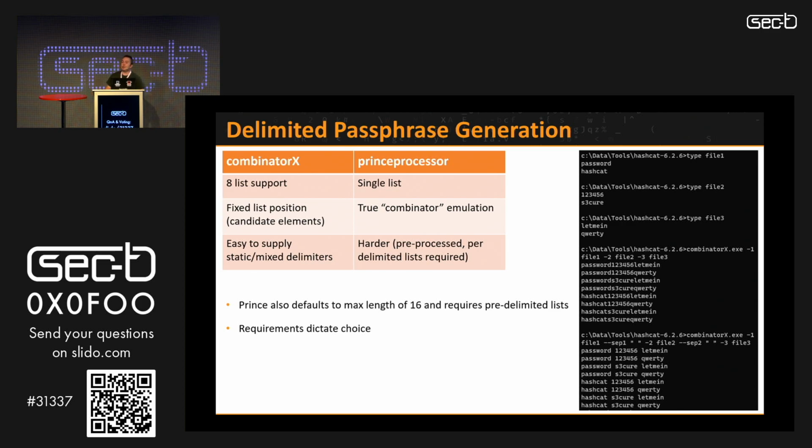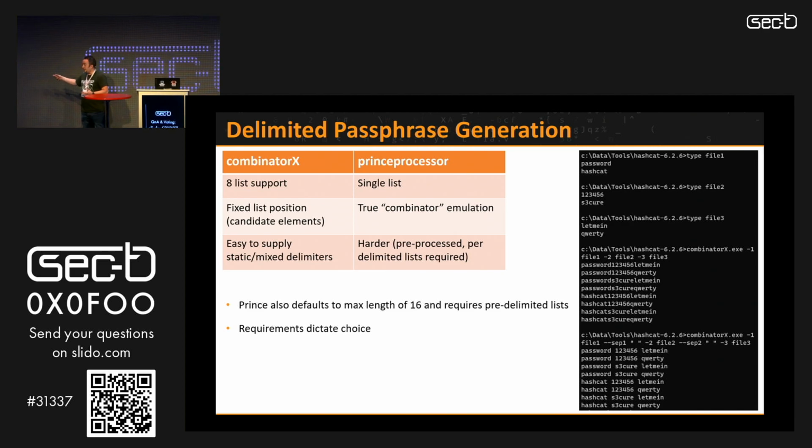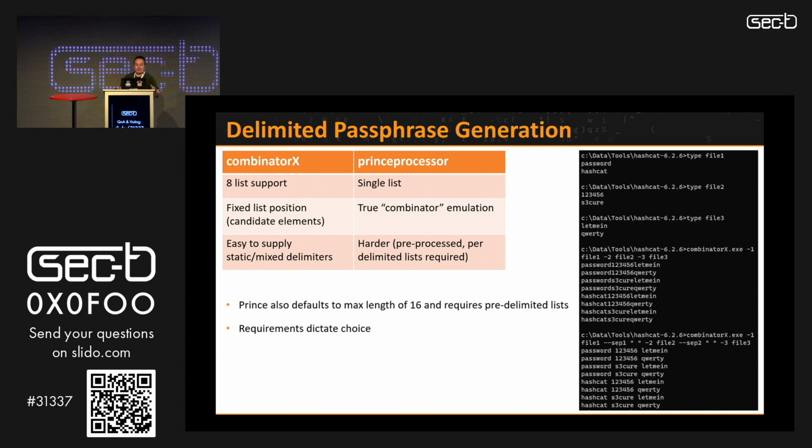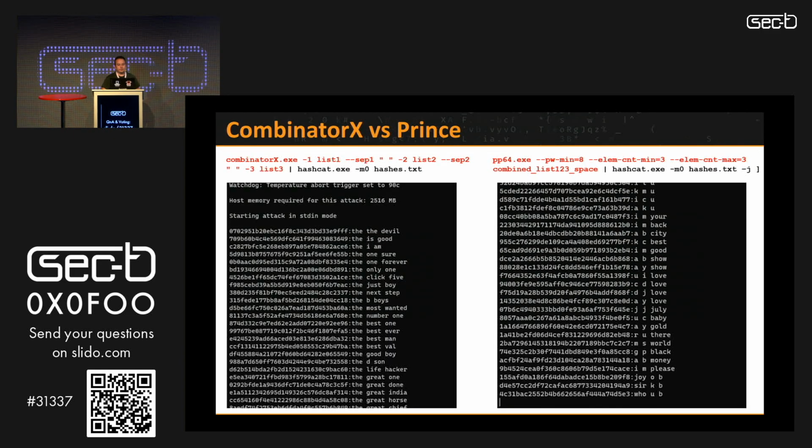But combinatorX's true power is the ability to easily insert static or mixed delimiters with the separators shown here. So if you know the delimiter is either a colon or a space, or you want to even mix and match them, you can use Combinator to create these candidates and then again feed those into Hashcat.